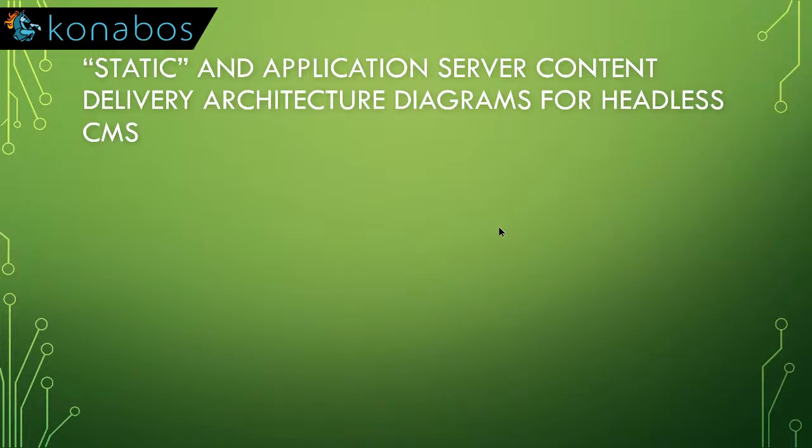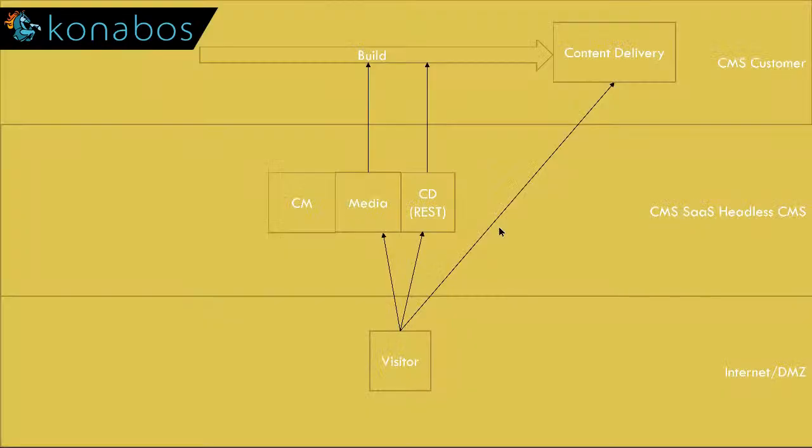So static, this is just a title, we're about to look at some diagrams. The simplest headless CMS architecture looks something like this. Inside your environment, you have a build process that pushes files out to a content delivery tier. That build process can, but does not have to, retrieve media and content from the CMS. And so then you have static JSON or static HTML files in the content delivery tier that were extracted from the CMS as part of a build process.